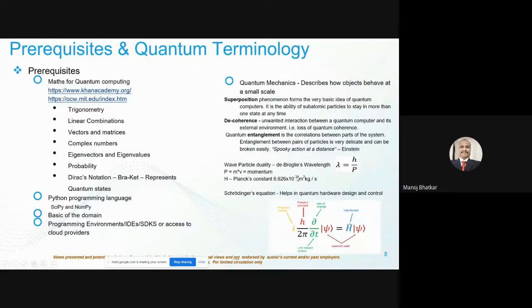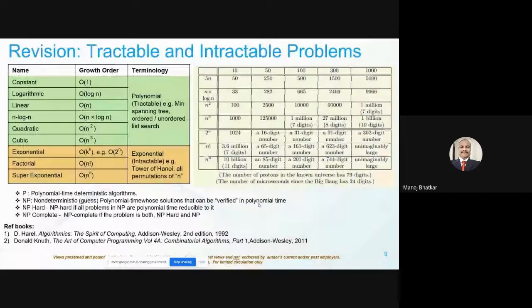de Broglie's wavelength, particle-wave duality theorem, lambda equals h upon p, that would be useful for understanding. And then of course Schrodinger's equation in hardware design and controls. But that is only if you are programming or controlling at a pulse level. You need to know all these details, but it is good to have as a prerequisite before you get deeper into it.